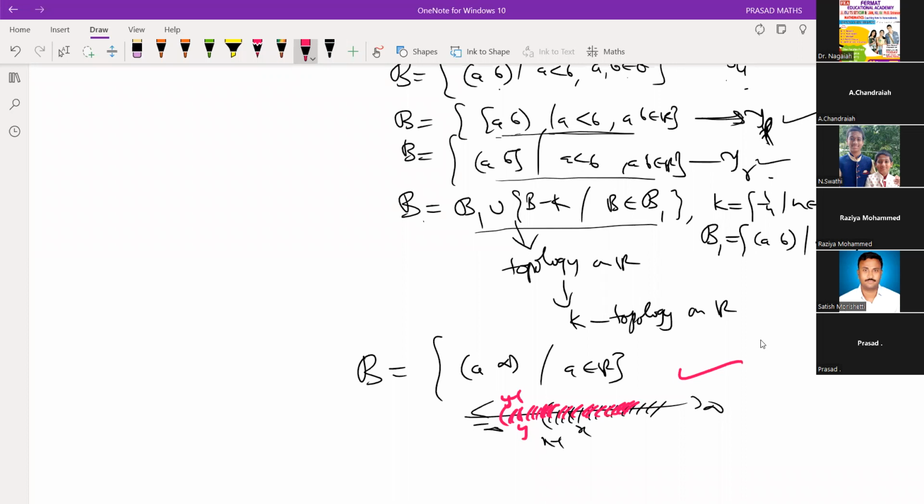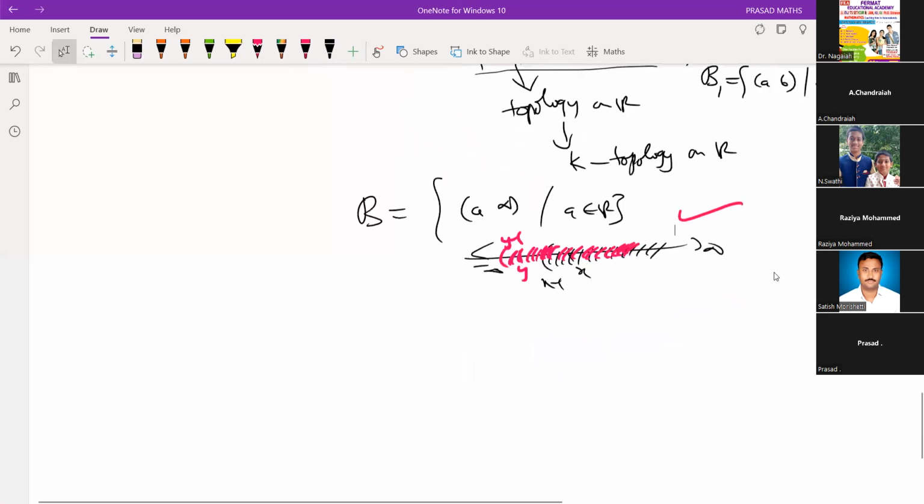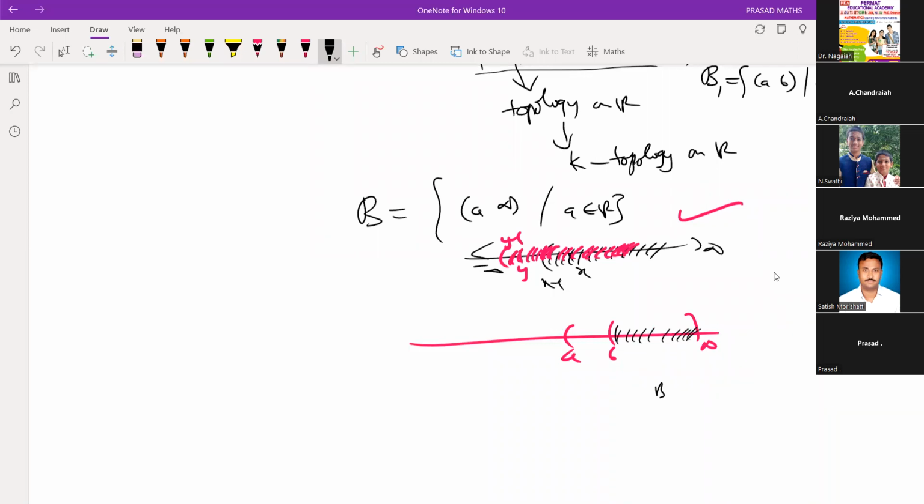So the first condition is true. What is my second condition? When you take two basic open sets, A comma infinity, of course you can take B comma infinity. So what is the intersection? B1 intersection B2 is nothing but B comma infinity. So when you take any member which is in this, I find another basic B3. What is my B3? Same, B comma infinity. Understand? This is my intersection.